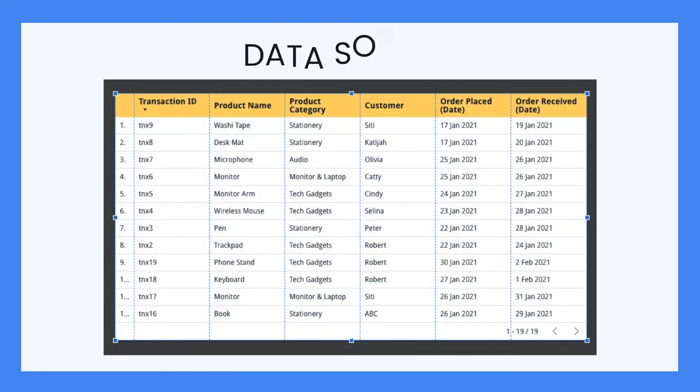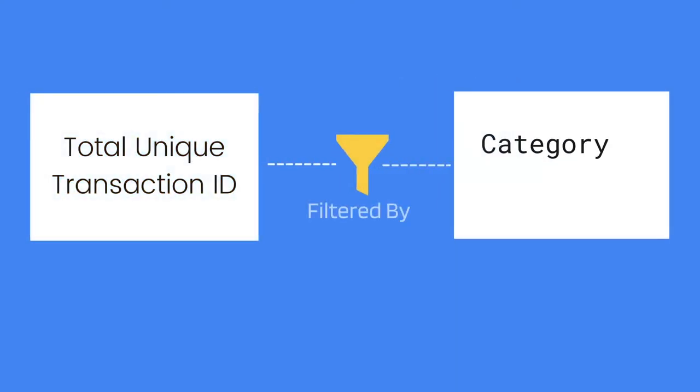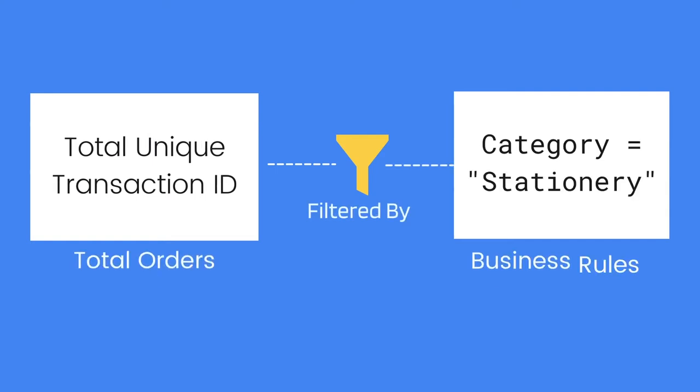For example, I have a sales data set with multiple fields like transaction ID, product name, product category, customer name, and so on. If I need to calculate the total of stationary orders, we will need to calculate the total number of orders and filter it to the condition where the product category equals stationary. In this case, we actually have two solutions.